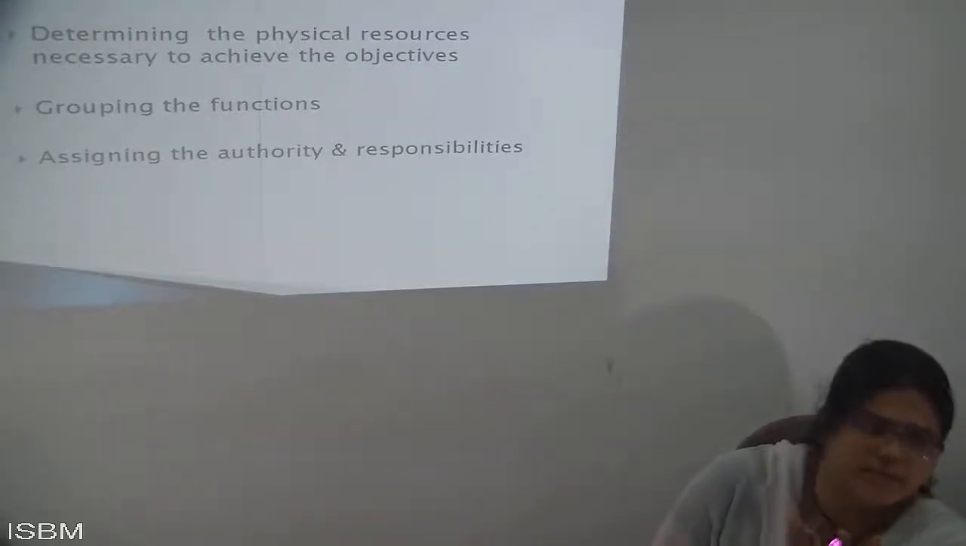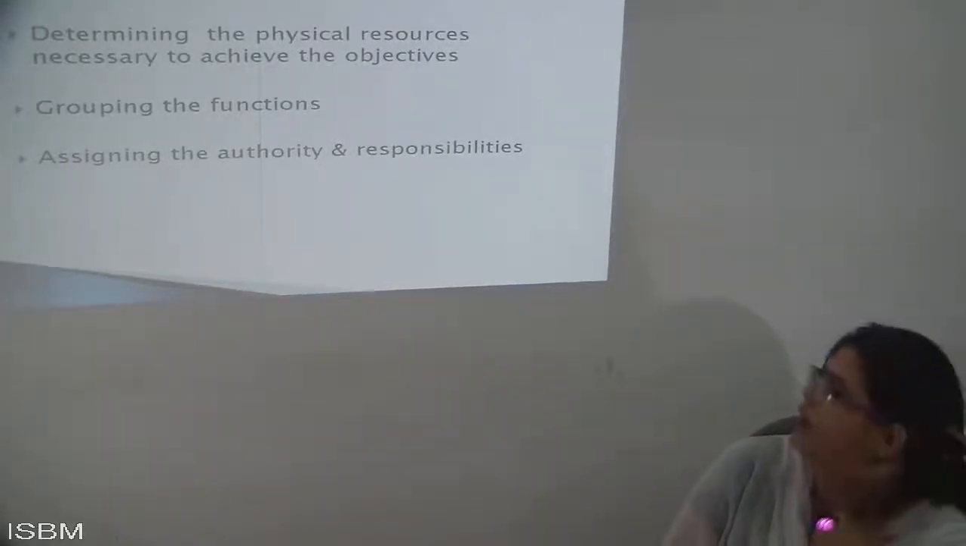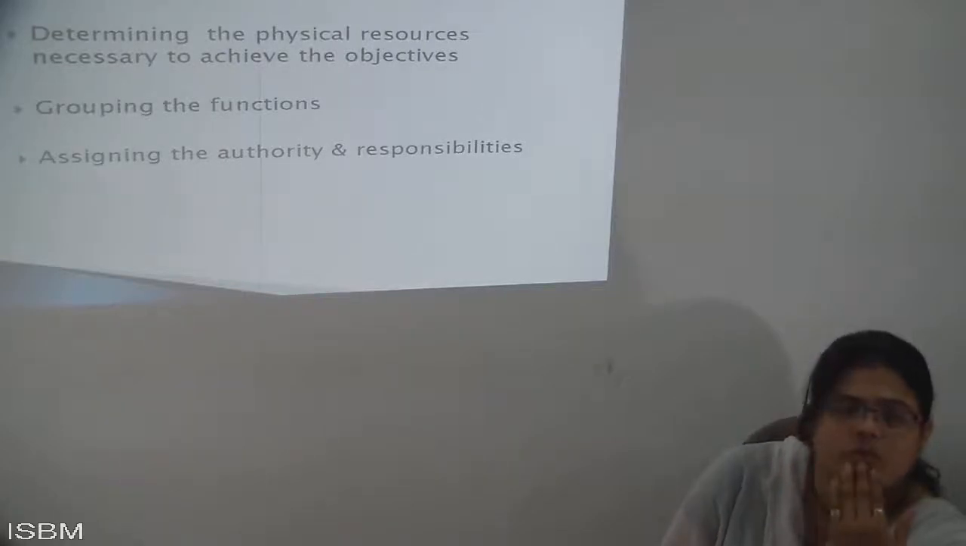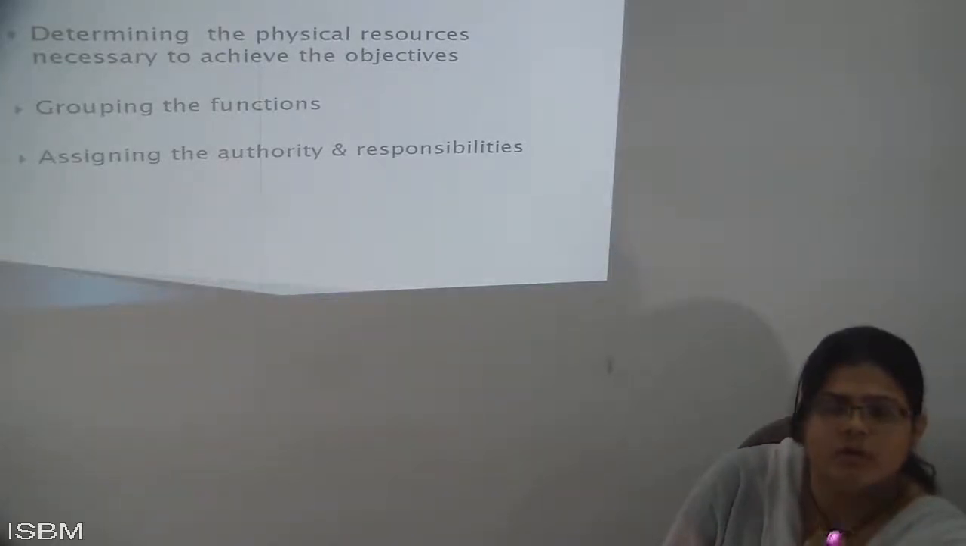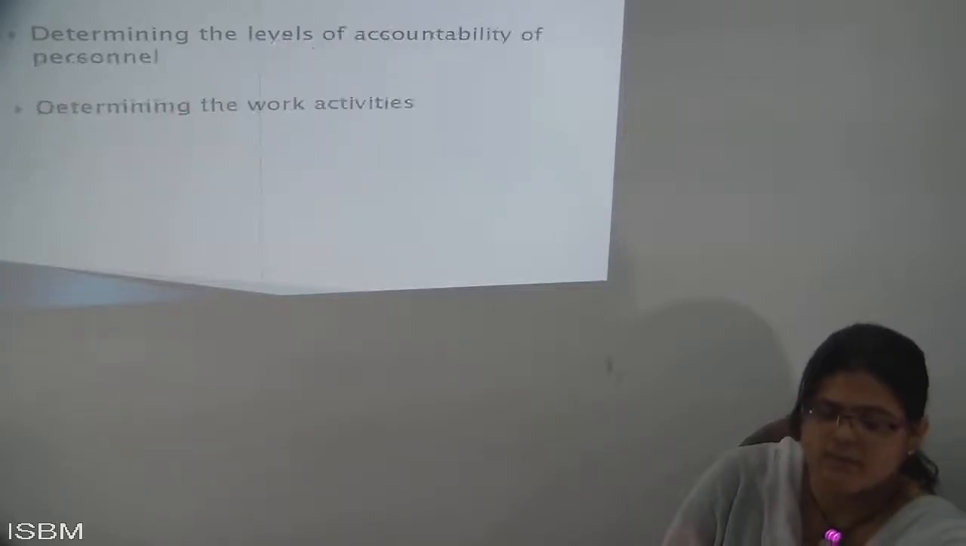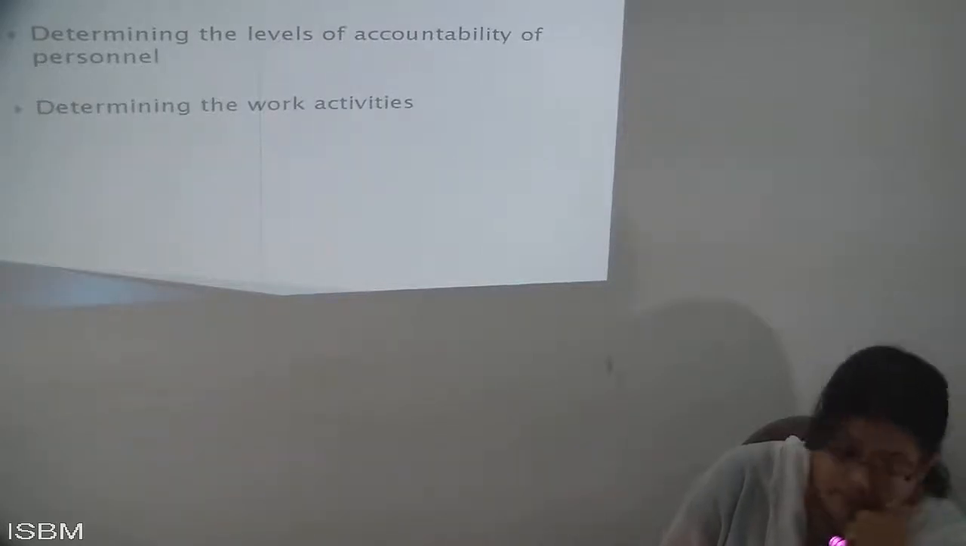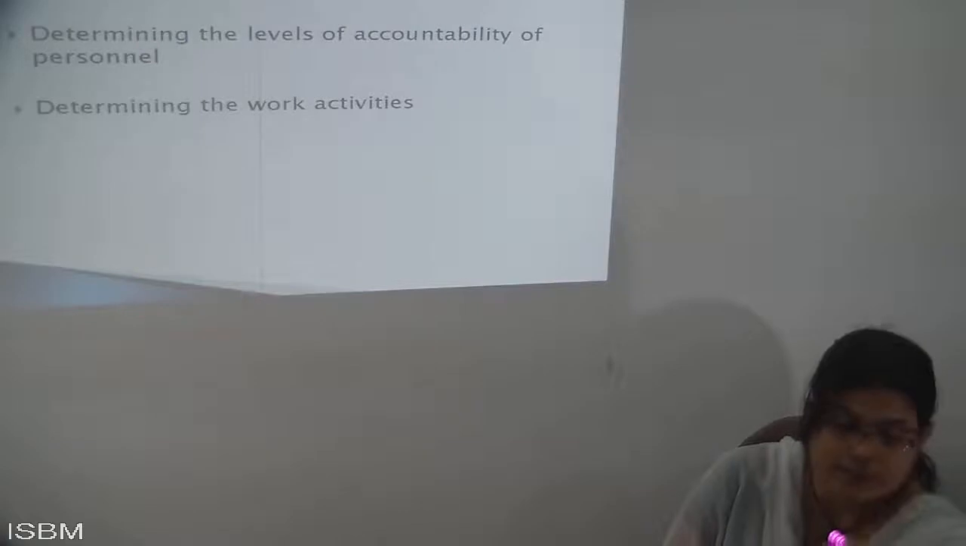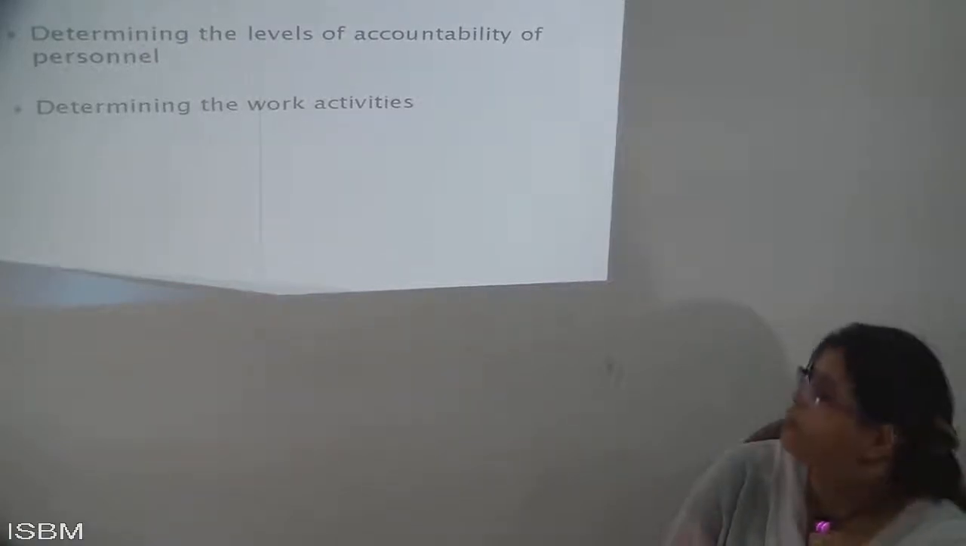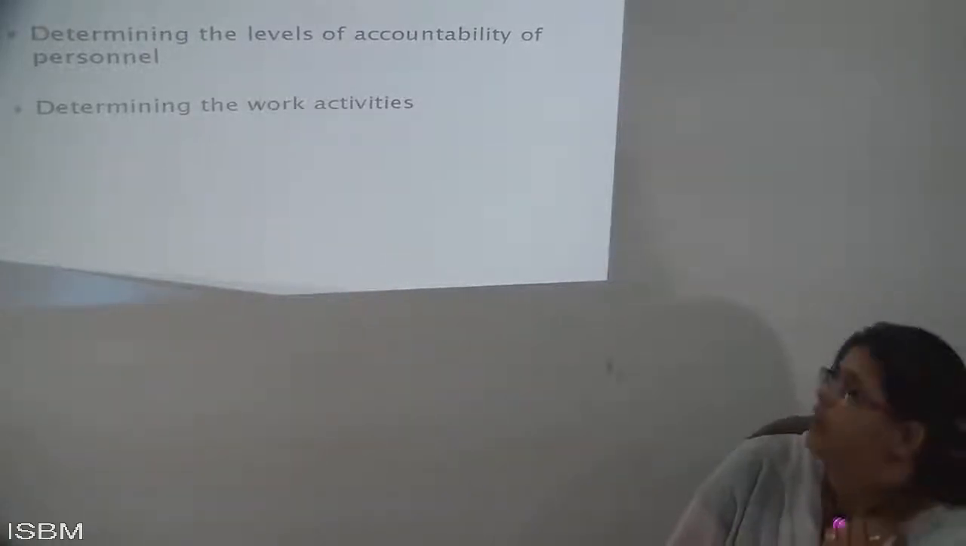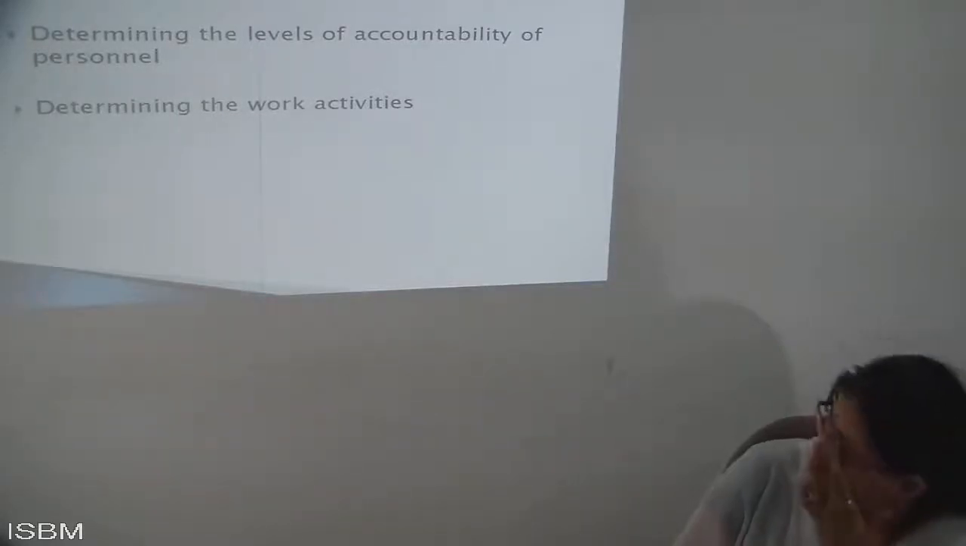Grouping of functions is most important, where a group of people is involved. Next, you need to see the assigning of authorities and responsibilities, that is most important. Then determining the level of authority. Accountability is whatever has been accounted personally, and last, determining the work activities, whatever work has been given.